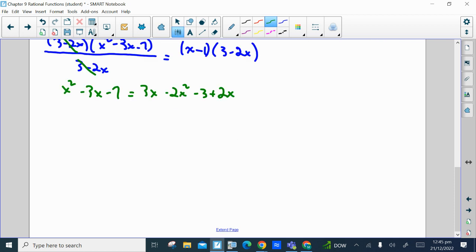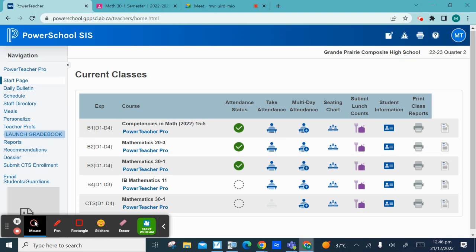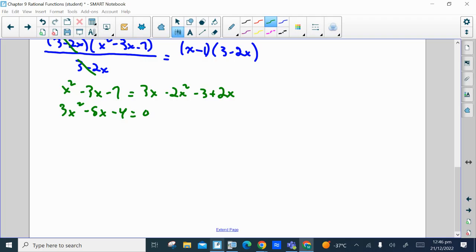I'll add the 2x squared to both sides, so it'll give me 3x squared on the left. On the right side, I have a 3x and a 2x, which is a 5x. If I subtract that from both sides, I'll get negative 8x over on the left. And then we have a negative 3 that we'll add to both sides, which will give us minus 4 on the left. So there's the quadratic that we're now going to solve. And normally we solve these by factoring, but this one can't be factored. This one is not factorable.